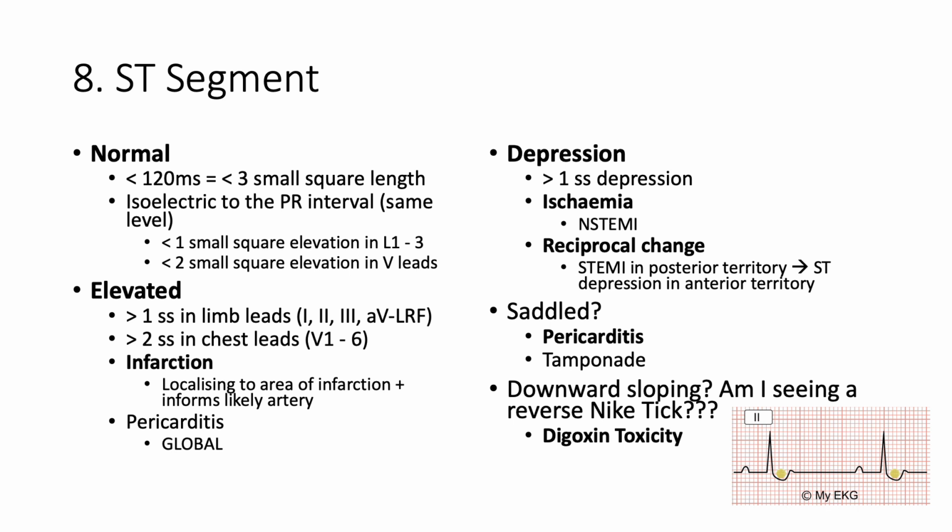If there's saddle shaping to the ST segment, it can be pericarditis as well, or a tamponade. And if you see here how the ST segment is going backwards, so it's depressed but in a sort of reverse tick, that's digoxin toxicity. Digoxin is a drug that people who have heart failure and atrial fibrillation can take. Something that my colleague Alex pointed out was that in digoxin toxicity, people will complain of yellowing eyes. So there's a little yellow dot there.